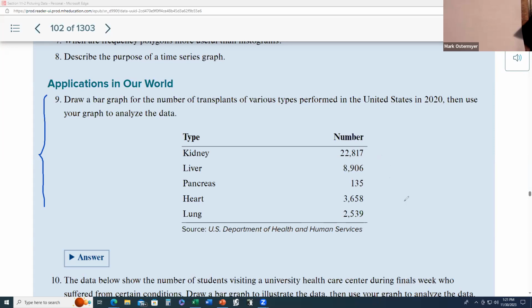You could probably have your bars going vertical, or if you insist on having them go horizontal, there's nothing wrong with that. You can do that too. Oh, very important. Make sure you label your axes. Very, very important. Okay, go ahead and do that. We'll call that classwork number 1. Constructing a bar graph.